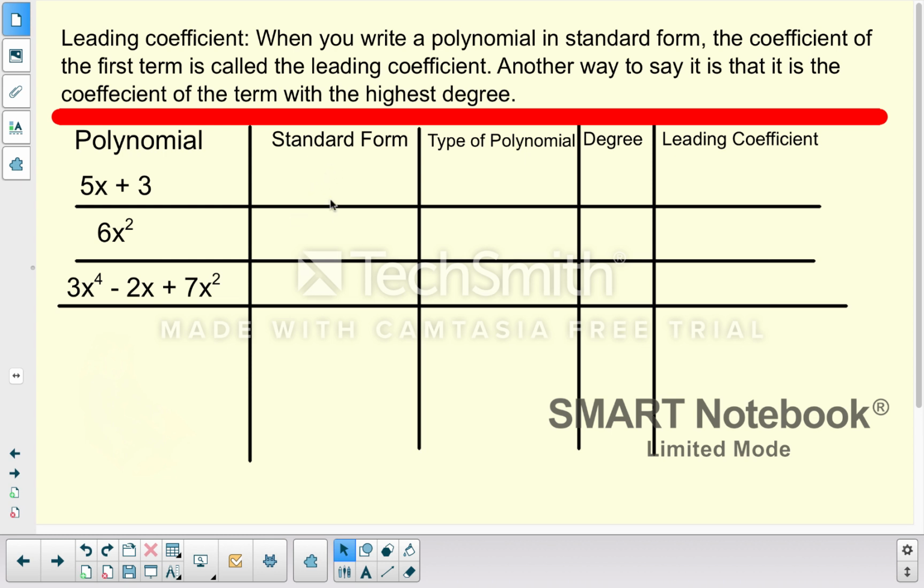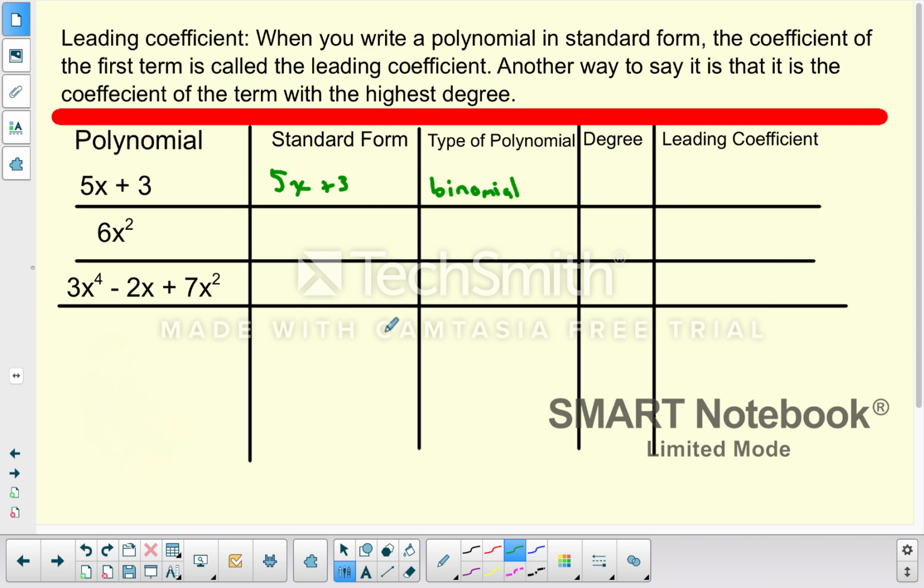In standard form, this is already good. We've got the variable written first, 5x plus 3, so that's fine in standard form. What type of polynomial is this? Well, we've got one little plus sign there, so we've got a term there and another term right there. 5x and 3 are both terms, so this would be called a binomial.